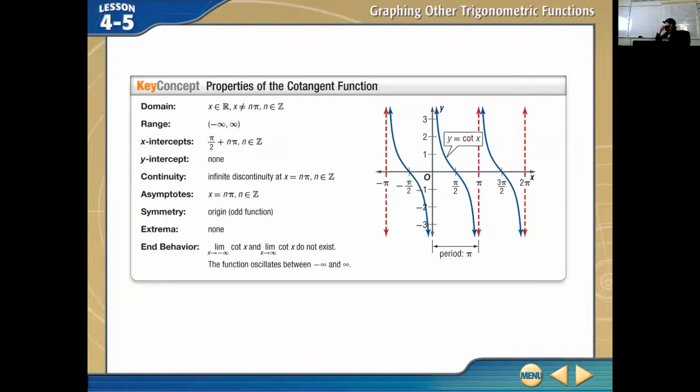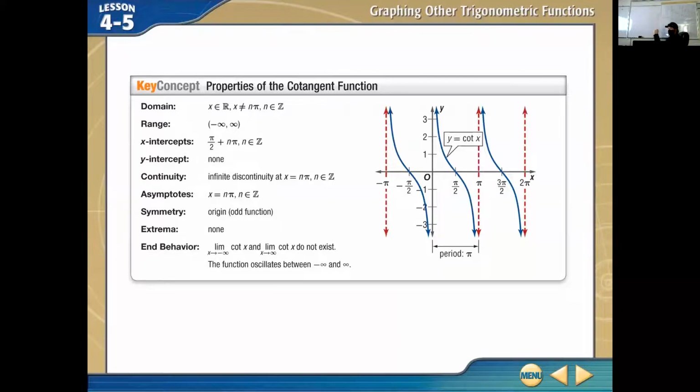Okay, properties of the cotangent function. You can see the tangent function and the cotangent function are very similar to each other. Cotangent kind of looks like a negative tangent, which it is, but the key difference is where our intercepts and our asymptotes occur. If tangent is y over x, cotangent is x over y.